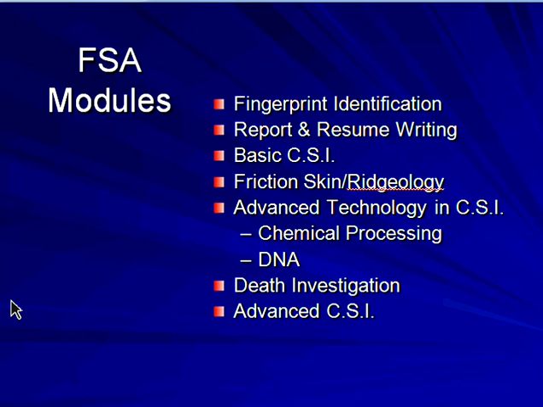Some of the modules in the Forensic Science Academy, you can see them here on the screen: fingerprint identification, basic crime scene investigation, which a couple of you have already taken. We do have advanced crime scene investigation. Again, some of you have taken those classes. Friction skin, radiology, and I'll get into that as we go along. One of the big things everybody wants to be trained in is death investigation. And we have decided to take our most popular courses and separate them so some people can take them month by month, and then other people can take it all within the Forensic Science Academy.